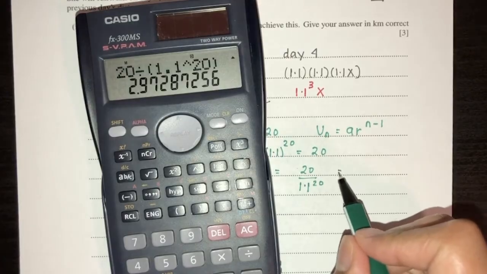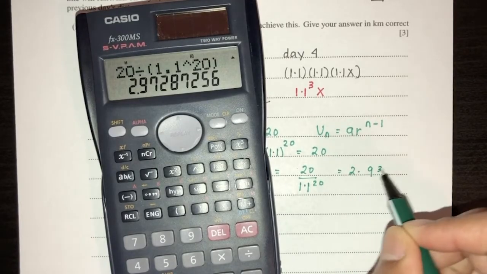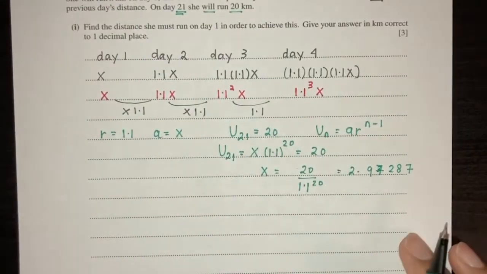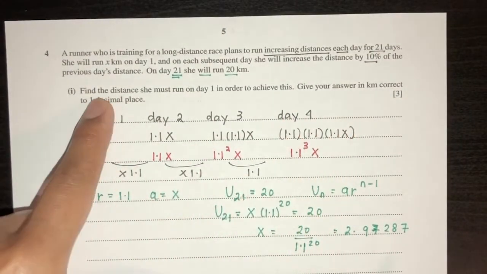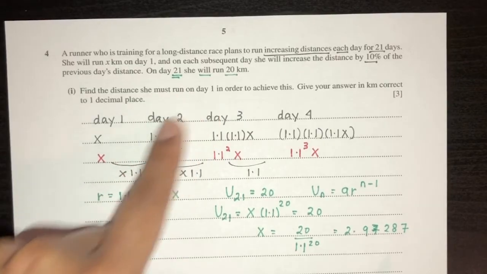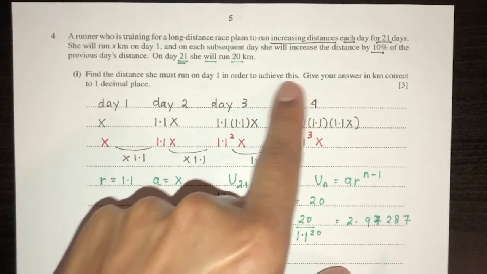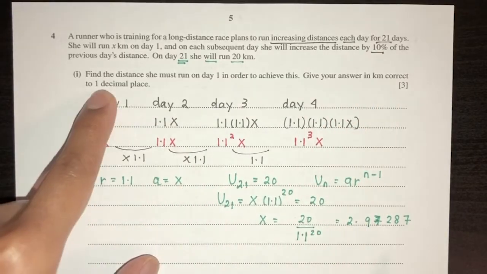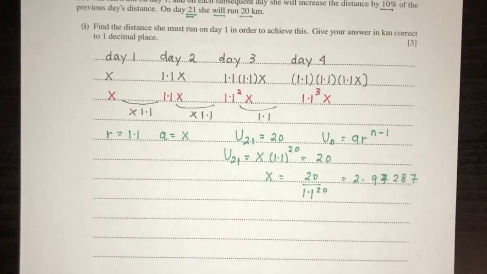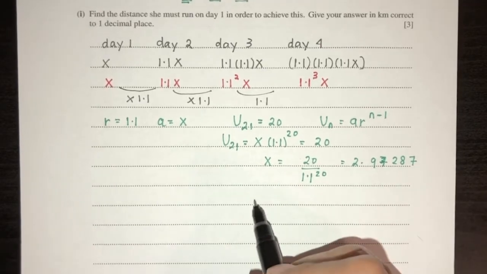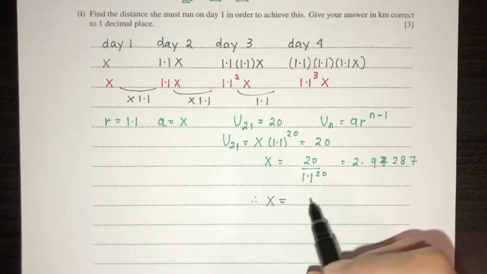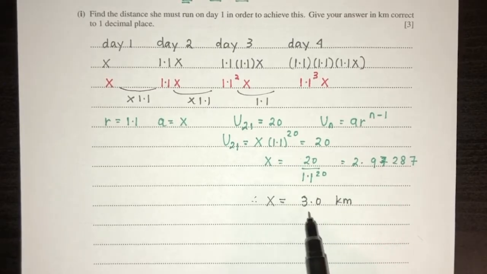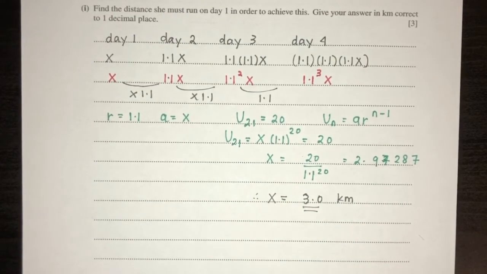That should be 2.97287. So the question is to find the distance she ran on day 1, which is x. So find x and give your answer in km correct to 1 decimal place. Okay, so pretty easy, 1 decimal place. So your value of x would be 3.0 km correct to 1 decimal place.